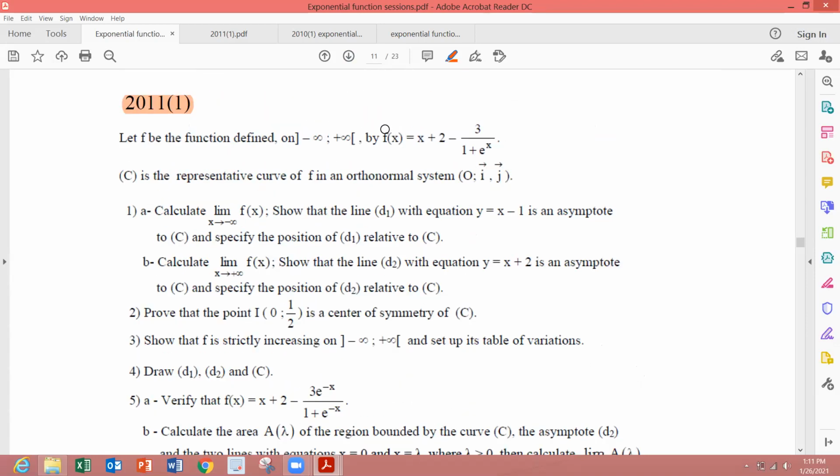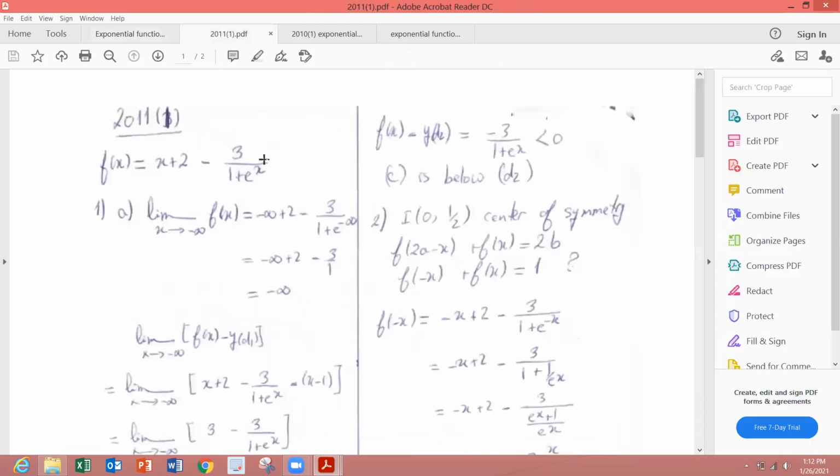So we have the function f defined on minus infinity plus infinity by f(x) equals x plus 2 minus 3 over 1 plus e to the x. 1a. Calculate the limit as x tends to minus infinity. How much is the limit as x tends to minus infinity? Minus infinity. Okay.